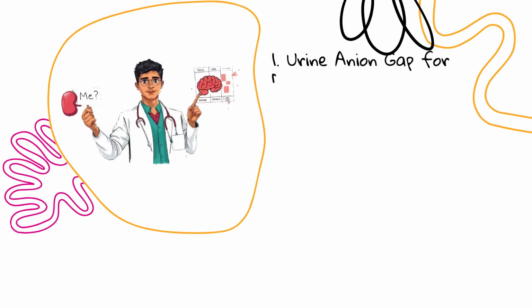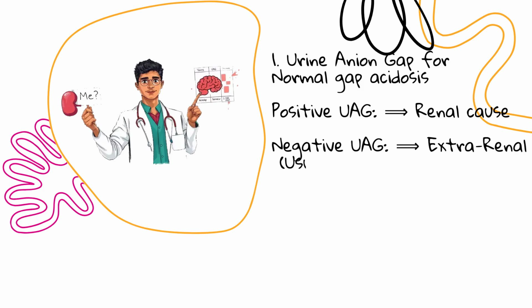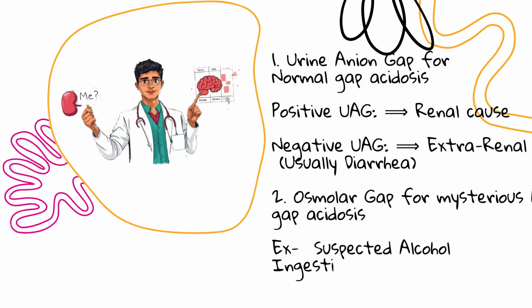Advanced tools include the urine anion gap, UAG, for NAGMA. If UAG is positive, a renal cause is likely. If negative, it's extrarenal, often diarrhea. The osmolar gap helps in mysterious HAGMA, such as with alcohol ingestion or unexplained altered sensorium.